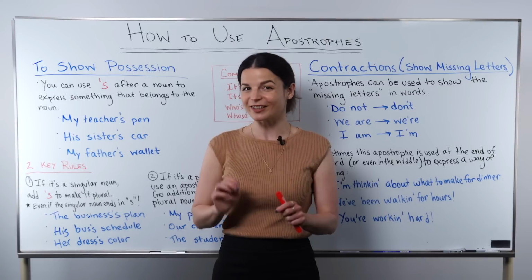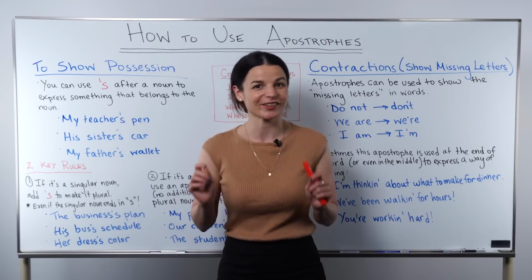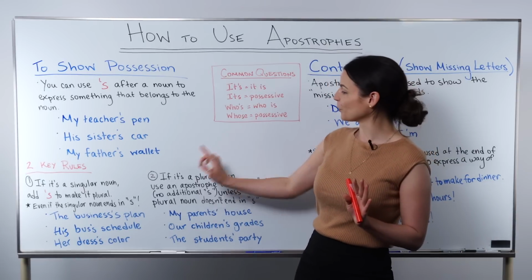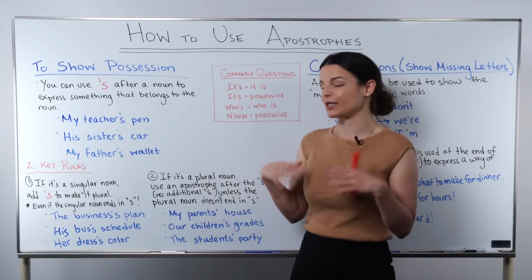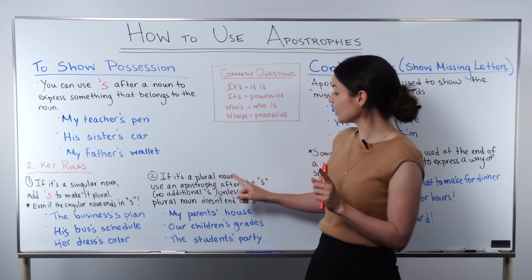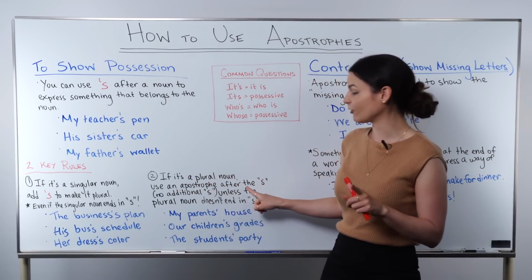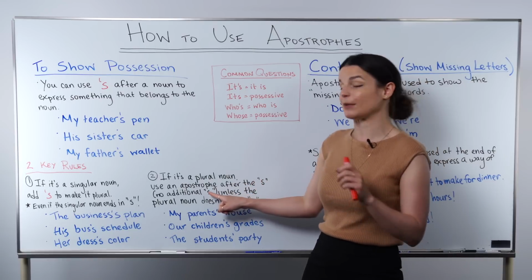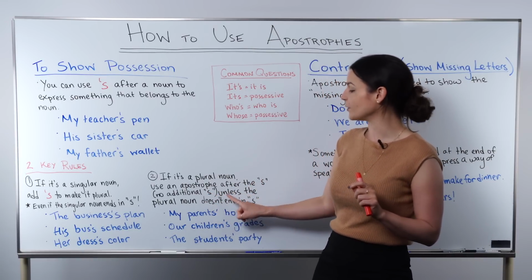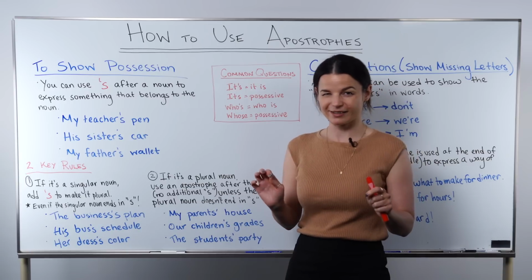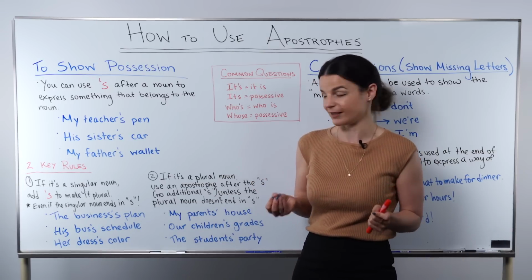Rule number 2 is a little bit trickier than rule number 1. So let's take a look. Okay, for rule number 2, if it's a plural noun, so plural means more than one of something, use an apostrophe after the S. That means no additional S after it, unless the plural noun does not end in S. So this is kind of tricky. Let's break down what this means.